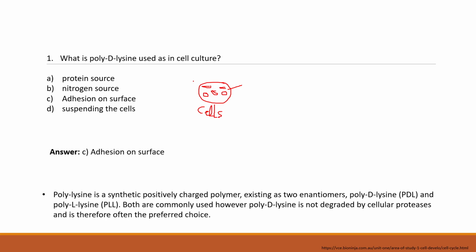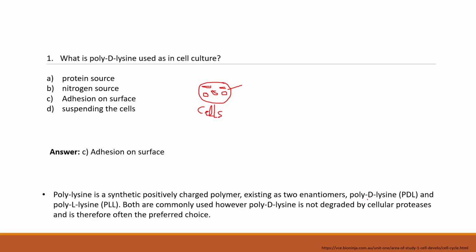Nothing but a polymer of lysine. Lysine is an amino acid. So many amino acids attached together form this polymeric chain of poly D lysine or poly L lysine. Because they are amino acids, they are not foreign to your cells, right? So a few types of cells may have some kind of proteases which might degrade this lysine.